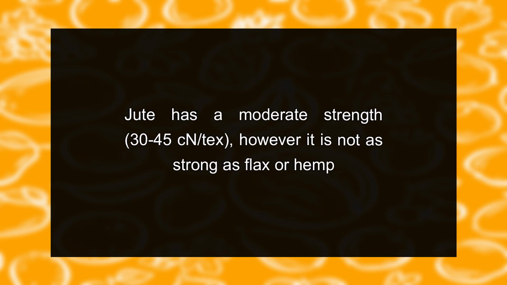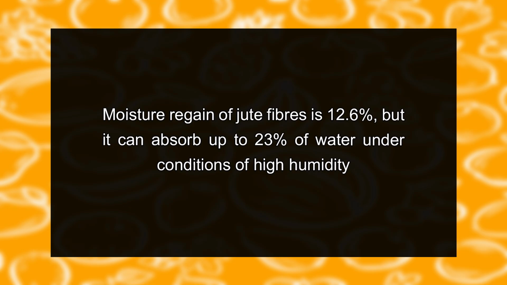Jute has a moderate strength, that is 30 to 45 cN per tex. However, it is not as strong as flax or hemp. For fibers, elongation at break is 1 to 2%. Moisture regain of jute fibers is 12.6%, but it can absorb up to 23% of water under conditions of high humidity. Jute has high insulating and anti-static properties and low thermal conductivity.